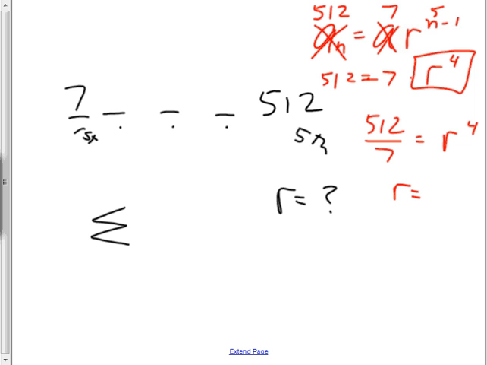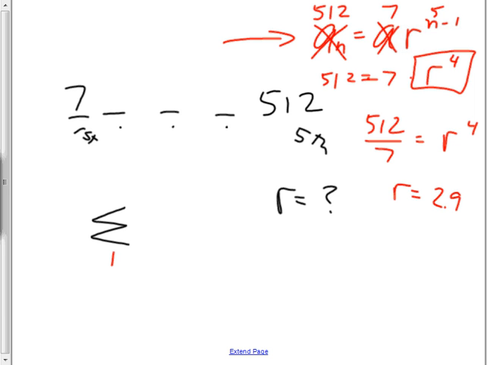Could you help me tell what that is? 512 divided by 7 to the 1/4 power? Somebody else must have done this. 2 point what? 2.92? Can you guys agree on that? Okay, I'm going to make it simpler: 2.9. Let's say it's 2.9. So if r is 2.9, then you should be able to use that same formula right here.